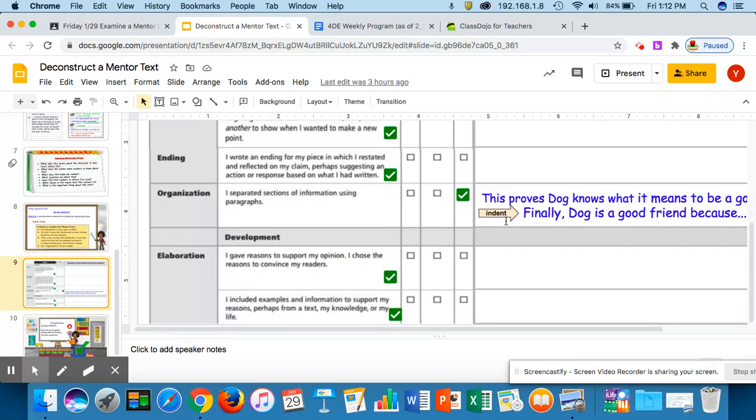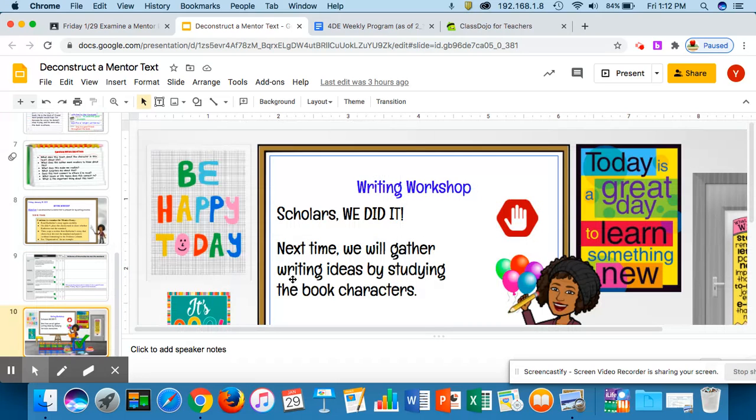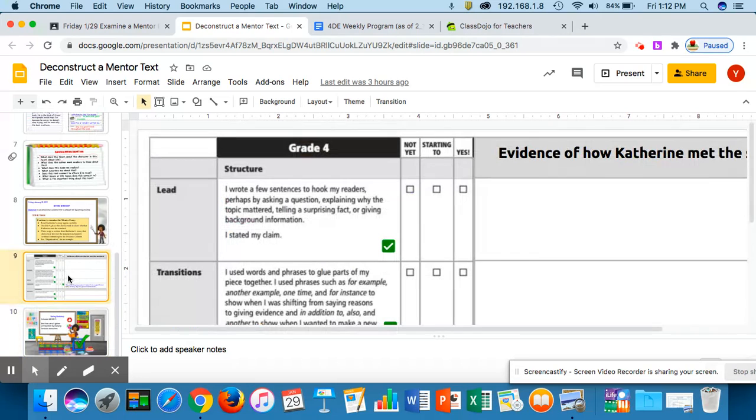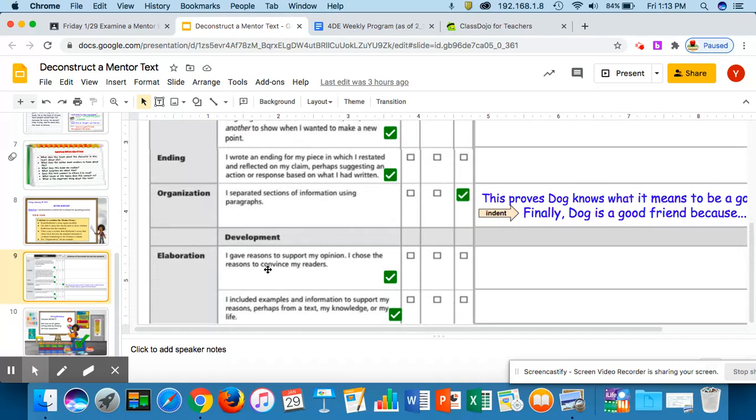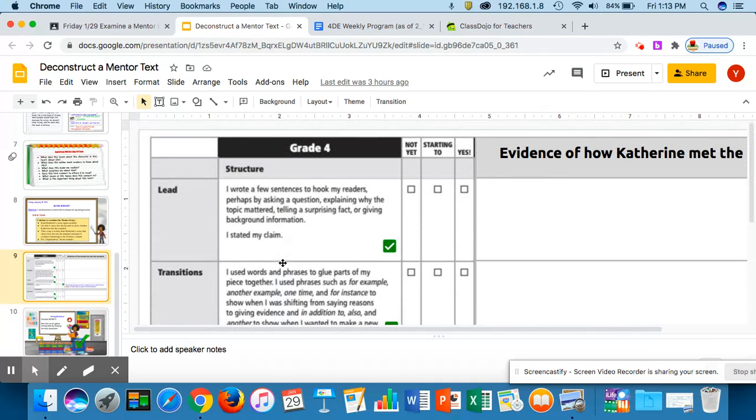I'll leave the elaboration part up to you to do to show that you really understand what you have to do. The elaboration part, you're going to have to find from Katherine's essay examples, or at least one example of where she's giving a reason, and you're going to paste it here. And then here, you'll look for a sentence that shows that she's given an example and paste it here. So let's try first with the lead.